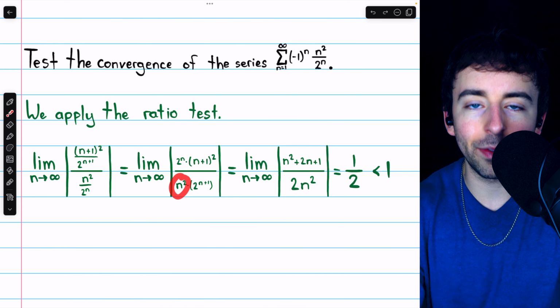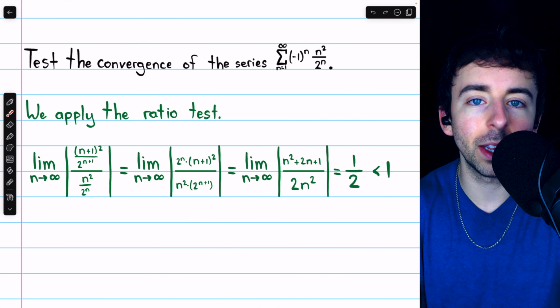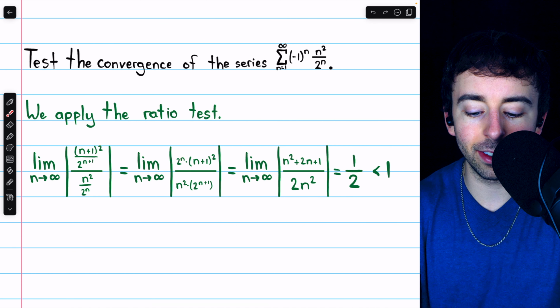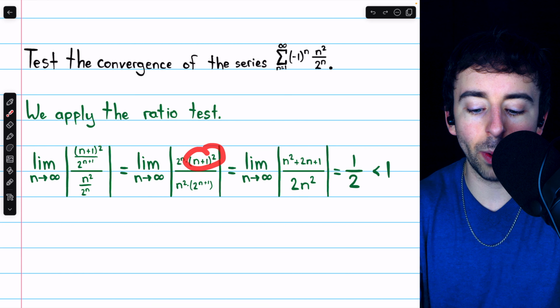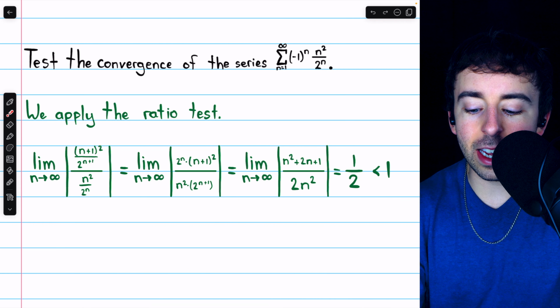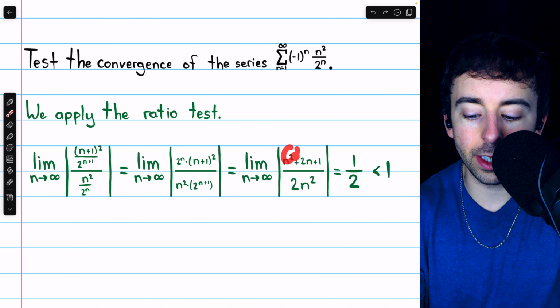Besides that, we also have n squared in the denominator. So in total, that's 2n squared in the denominator. In the numerator, again, we canceled out all those 2 to the n's, and then we have n plus 1 squared, which is n squared plus 2n plus 1. We now see that the numerator and denominator are polynomials with degree 2.